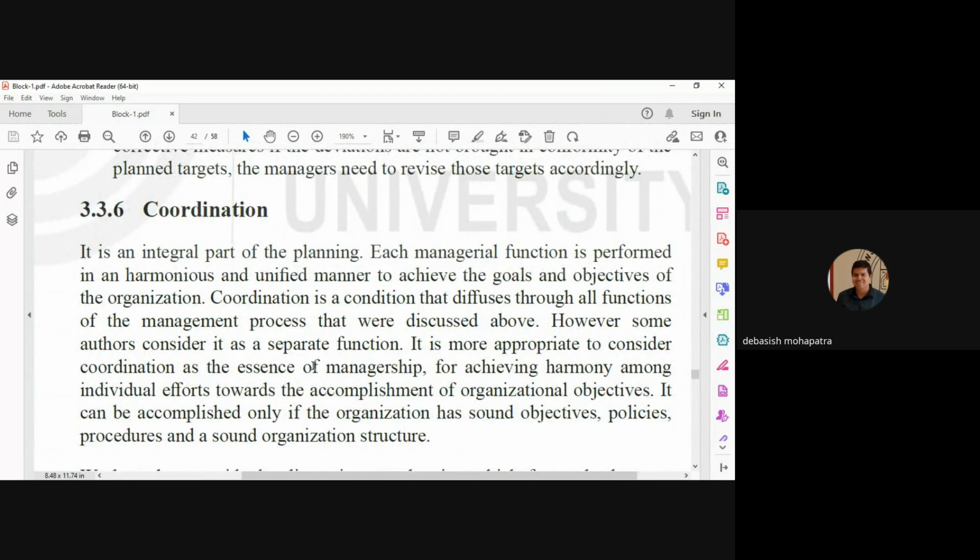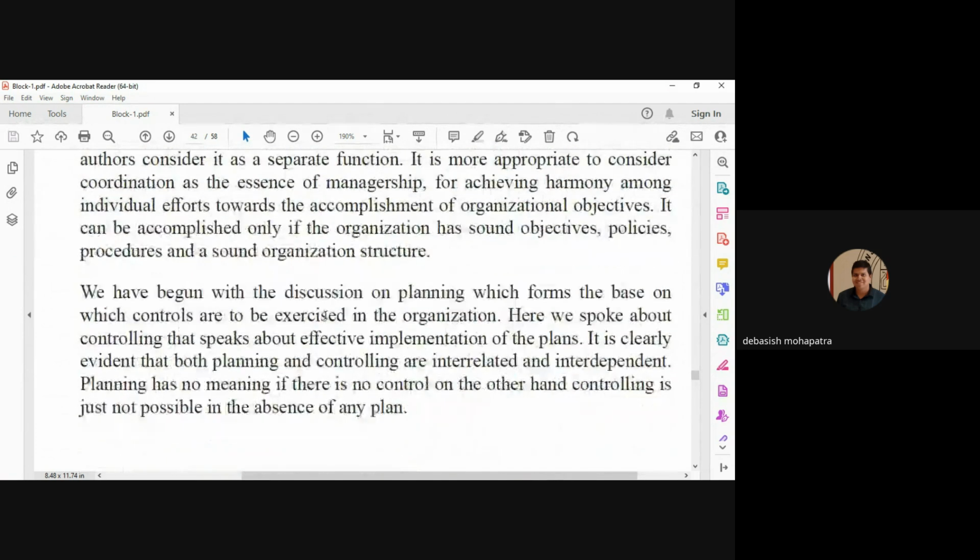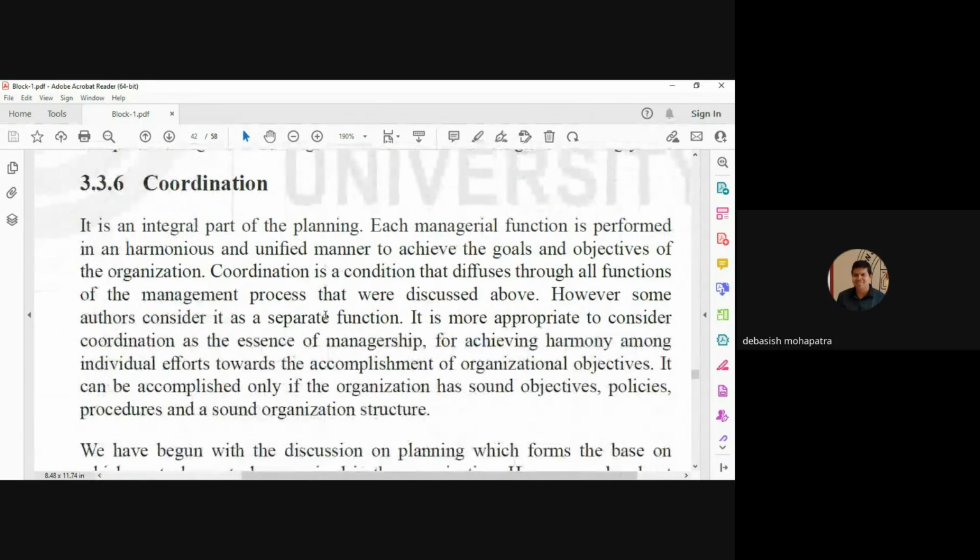Then is coordination. So it is an integral part of planning. Each managerial function is performed in a harmonious and unified manner to achieve the goals and objectives of the organization. So this is called coordination. It is a condition that diffuses through all functions of the managerial process that we discussed above.